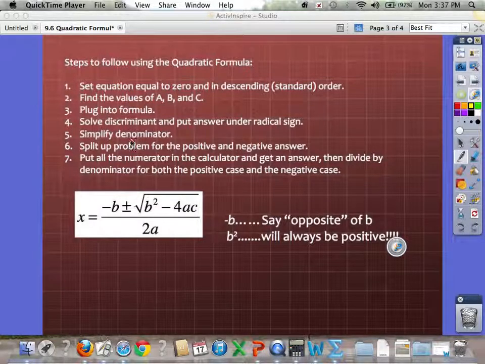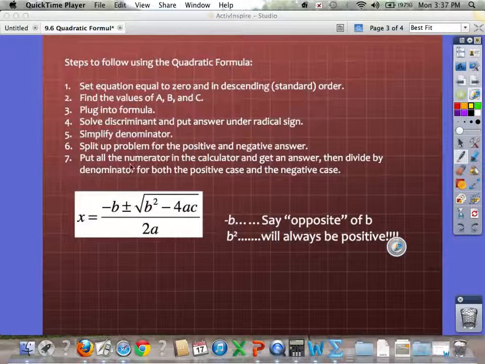The first thing you want to do is set the equation equal to 0, and in descending order, which means going down, or standard order. Okay? You're going to find the values of a, b, and c. You're going to plug them into the formula. You're going to solve the discriminant and put that answer back underneath the radical sign. You will simplify the denominator, and then you're going to split up the problem for the positive and negative answer, because we have a plus or minus symbol right here. That means there are going to be 2 different solutions, a positive version and a negative version. This symbol is not in your calculator, so you actually manually have to split it up.